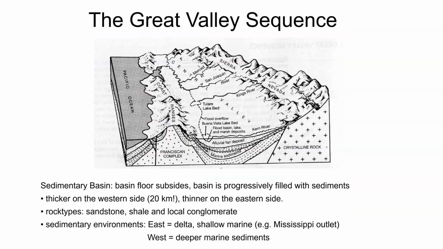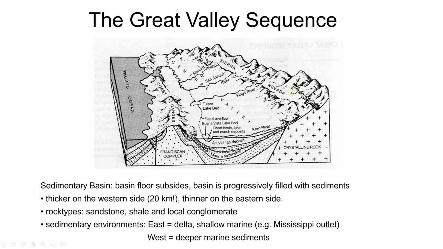So the Great Valley sequence, which lies beneath the floodplain alluvium that we see today, is a sedimentary basin that is mostly thicker on the western portion. It can be up to 20 kilometers thick, and it's thinner on the eastern side. If you think about it, one of the big reasons it's thinner on the eastern side is because of the uplift of the Sierra Nevada. So as the Sierra Nevada is uplifted by the Sierra Nevada frontal fault system, the material on this edge starts to, by gravity, fall further to the west.